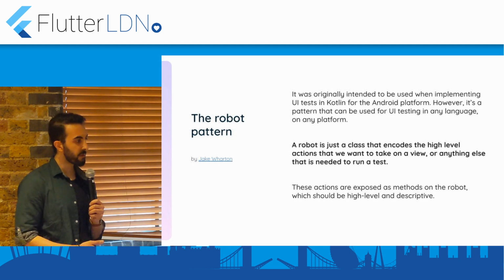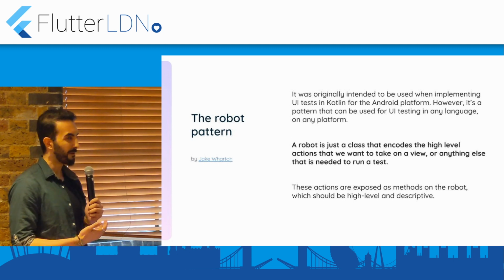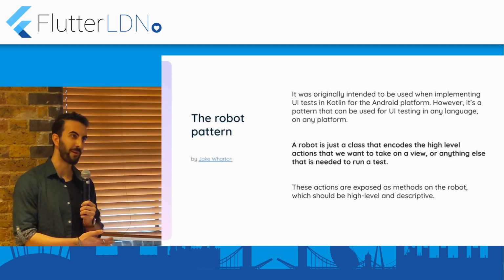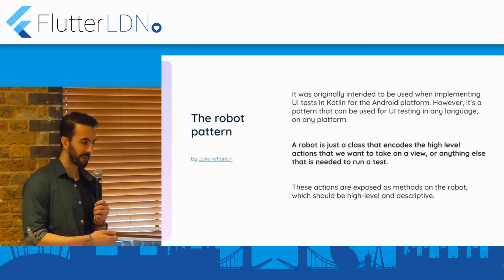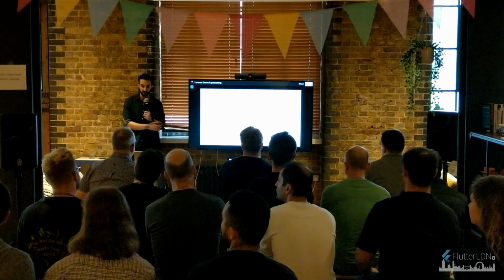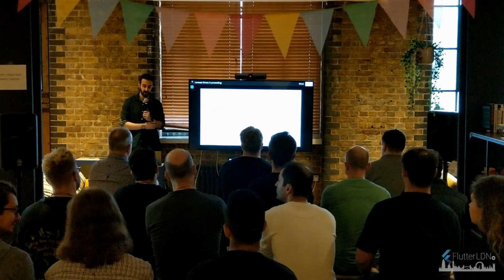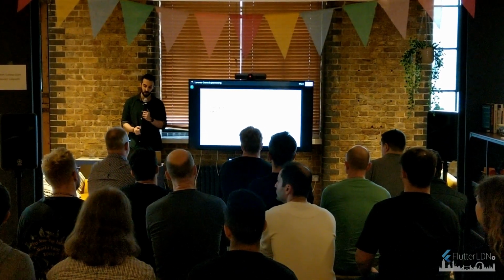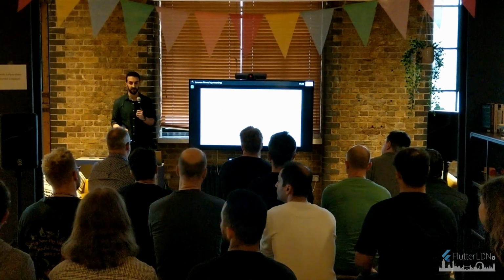Okay. And as you can imagine, the core component of this pattern is a robot. So a robot, as you can see there, is just a class that encodes the high-level actions that we want to take on a view, or anything else that is needed to run the test.